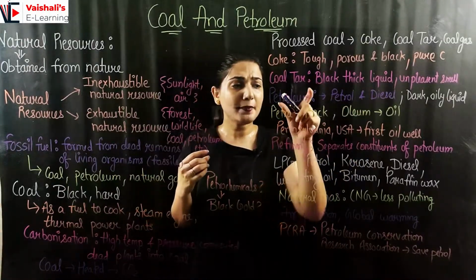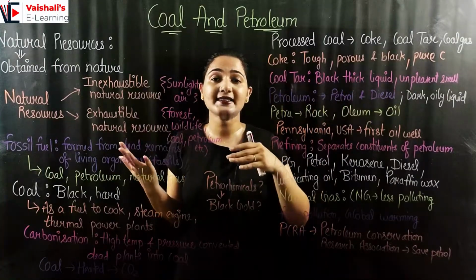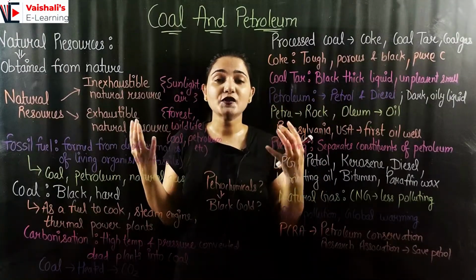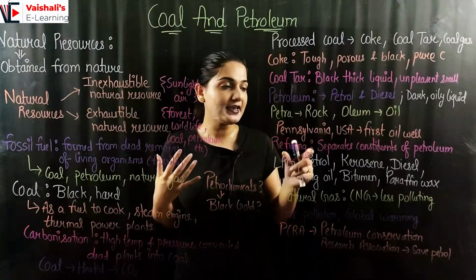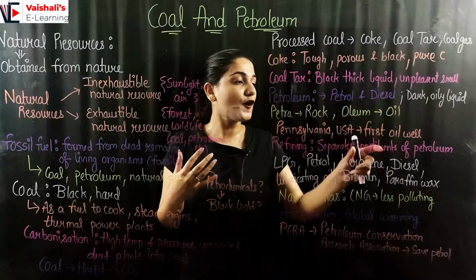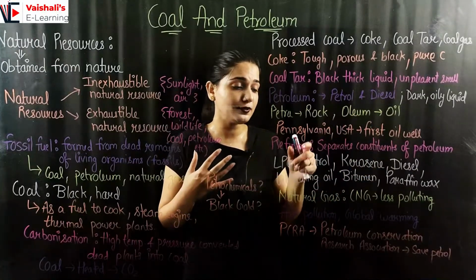Now the petroleum cannot be used as it is. As I told you, petrol and diesel are extracted from it. So this process of extracting the useful material from the petroleum is called refining. Refining separates the constituents of the petroleum. It contains over 200 constituents, right?